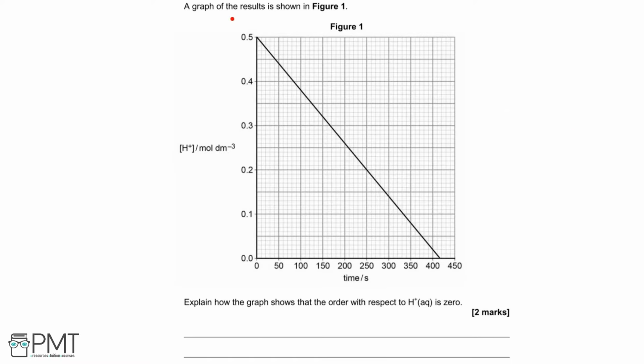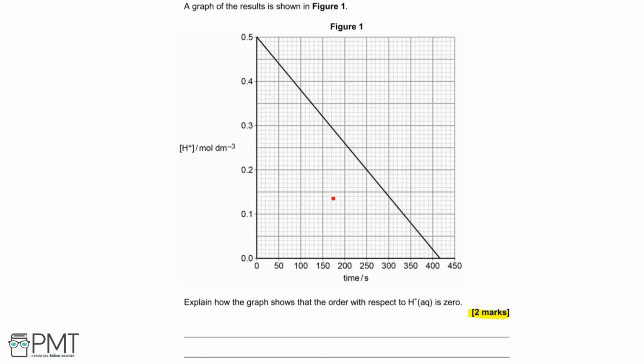A graph of the results is shown in Figure 1. Figure 1 shows the concentration of hydrogen ions in moles per decimeter cubed against time in seconds. Explain how the graph shows that the order with respect to hydrogen ions is 0. This question is worth 2 marks, so there'll be 2 points that we need to get in our answer in order to get the full marks.